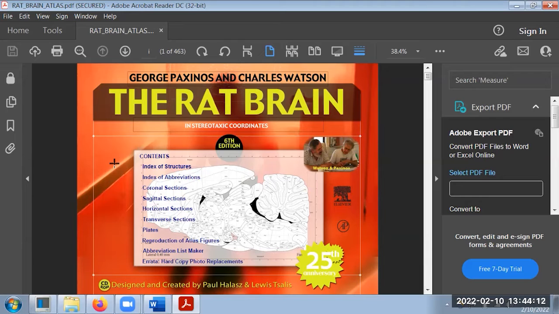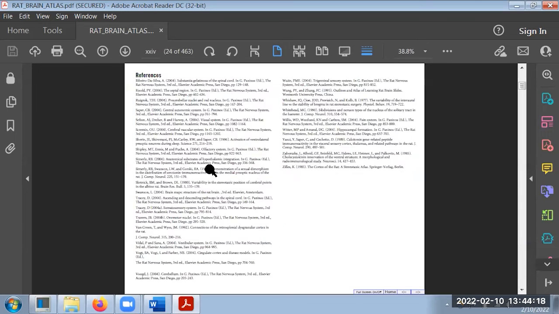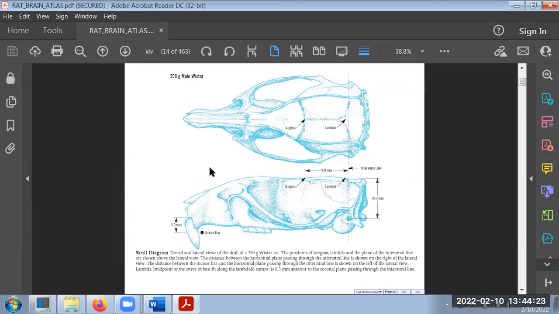Okay, so let's take a look. We're going to just jump to page 14. And I'm going to just blow this up in a second. First, this lower part of the figure illustrates the rat skull looked at from the side.